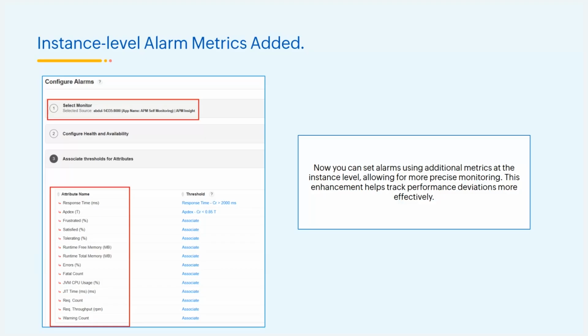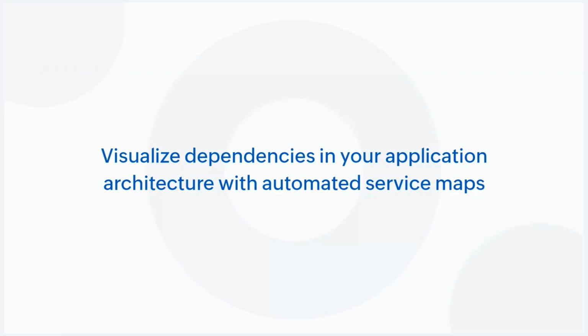Later we have introduced the instance level monitoring alarm feature, which allows you to configure alarms using a more granular set of performance indicators at the instance level. This enhancement provides you precise monitoring by enabling users to select the specific monitor and associate thresholds with key attributes. By setting alarms for these instance level metrics, businesses can proactively track performance deviations, identify potential issues, and optimize application behavior more effectively.